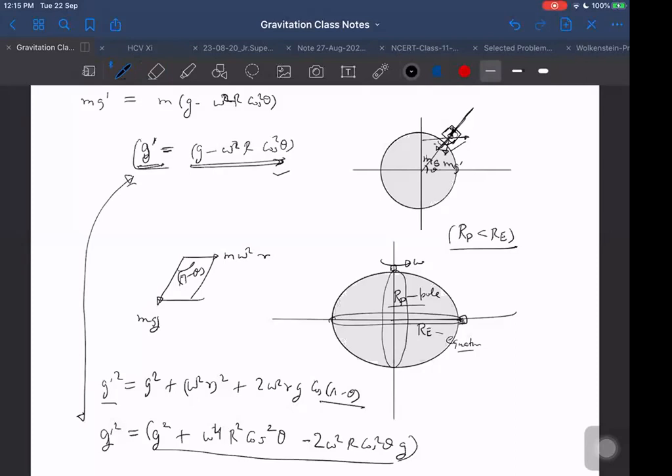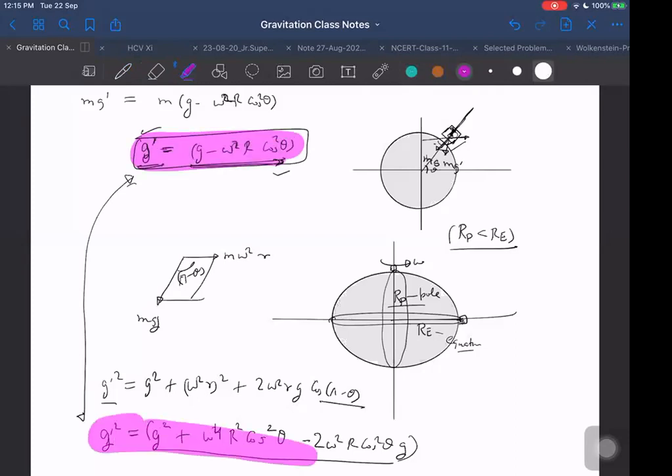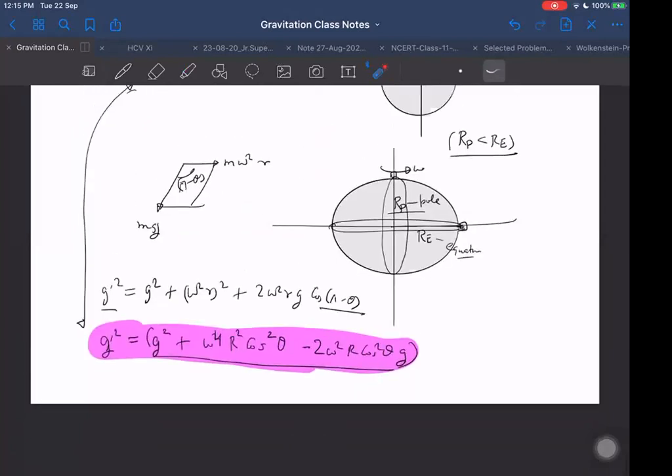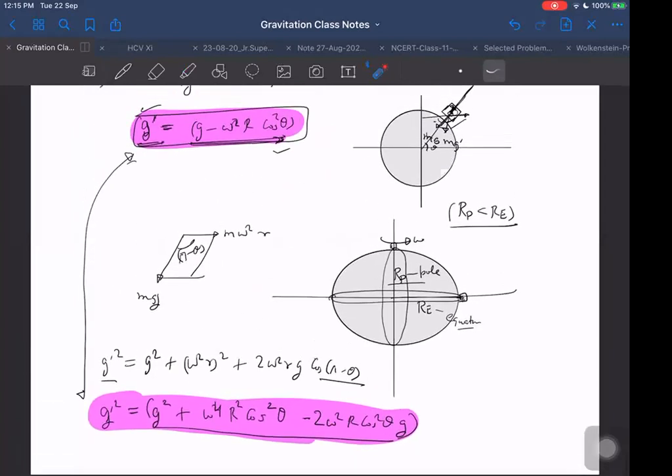In books, sometimes they give this as the total apparent gravity, but I believe this should be the actual value of apparent gravity, and the upper one can be taken only as an approximate value. Depending on the situation and the options given, we can go for this also if we don't find any such option there. Okay.